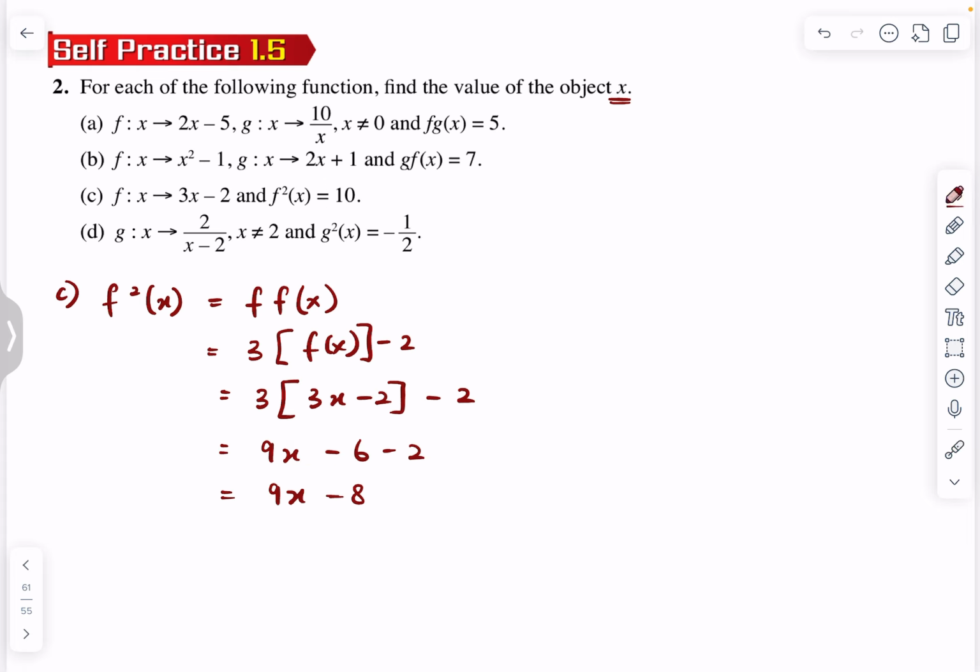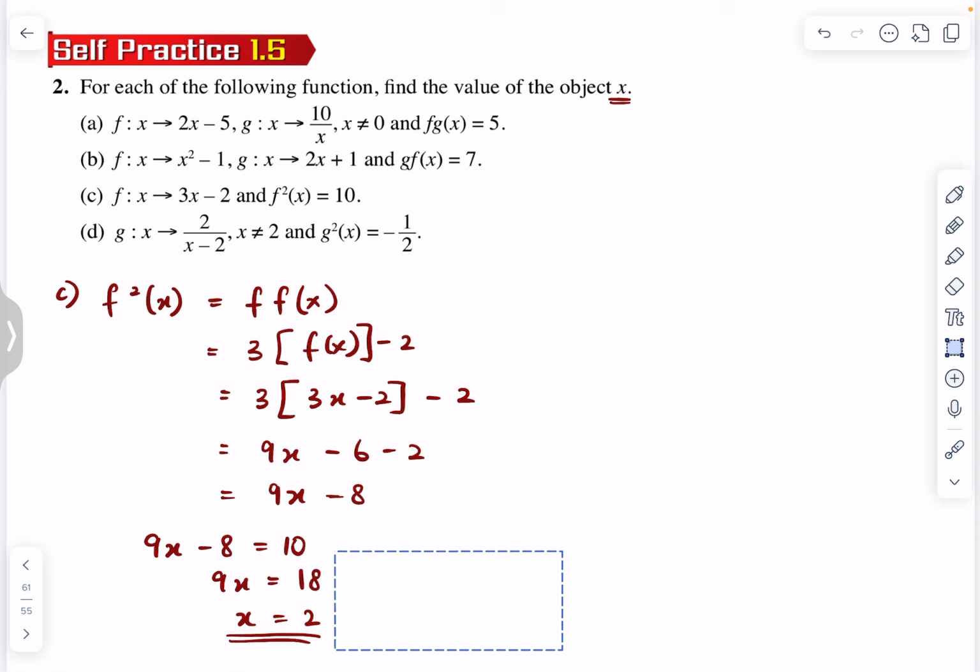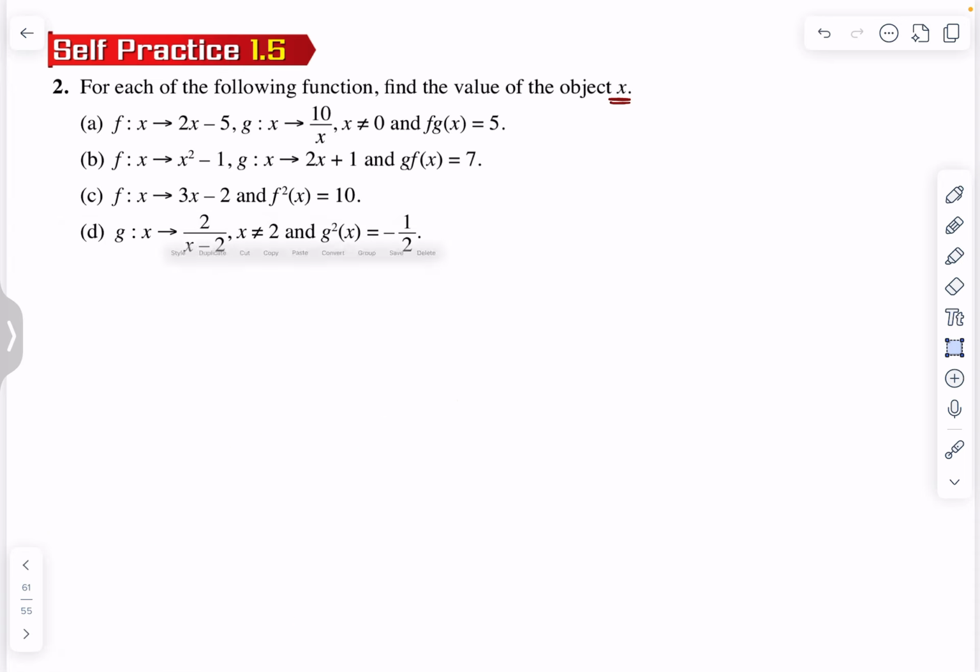We can compare. So 9x minus 8 is 10. 9x is 10 plus 8, 18. Therefore, x is 18 divided by 9, 2. Question D. g(x) is this, g squared of x is this.